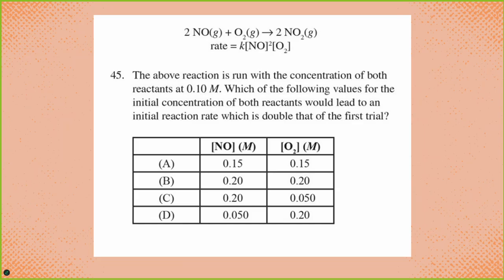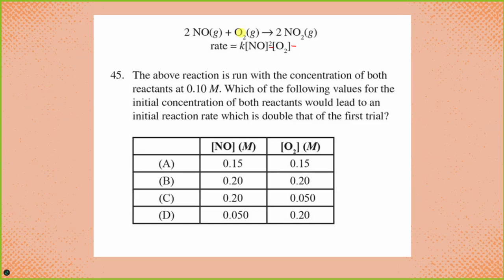They gave us the reaction, the rate law. Which of the following values, initial concentration of both reactants, would lead to an initial reaction rate that is double that of the first? Okay. Double that of the first. So NO is second order up here by the 2, and then the O2 is first order. So we're looking at a combination that will double.